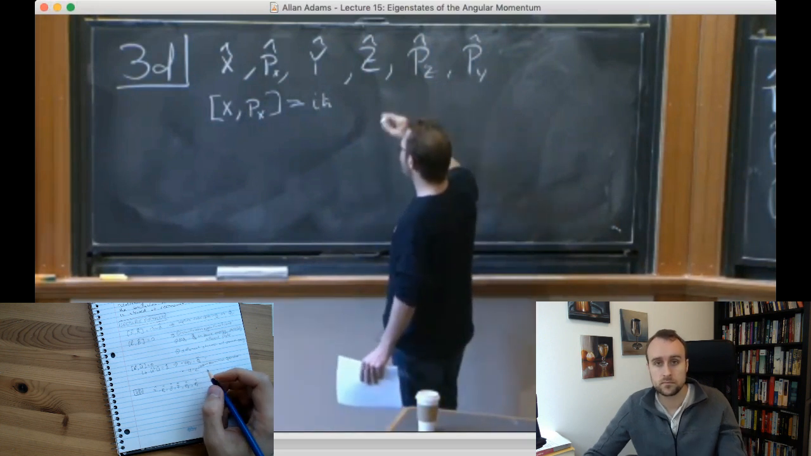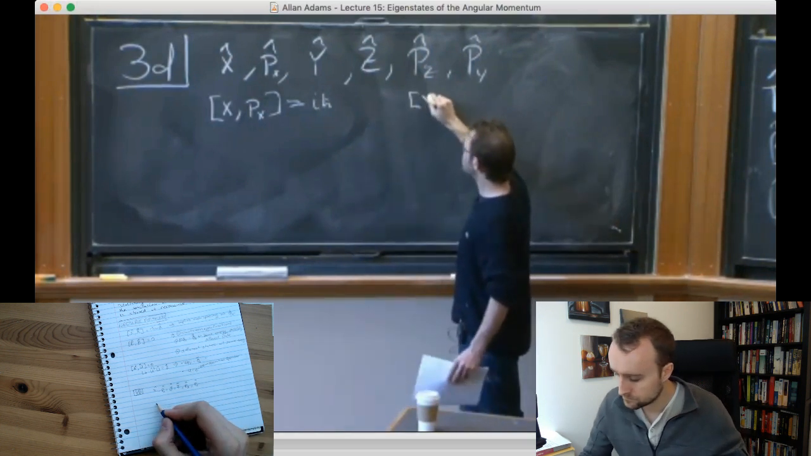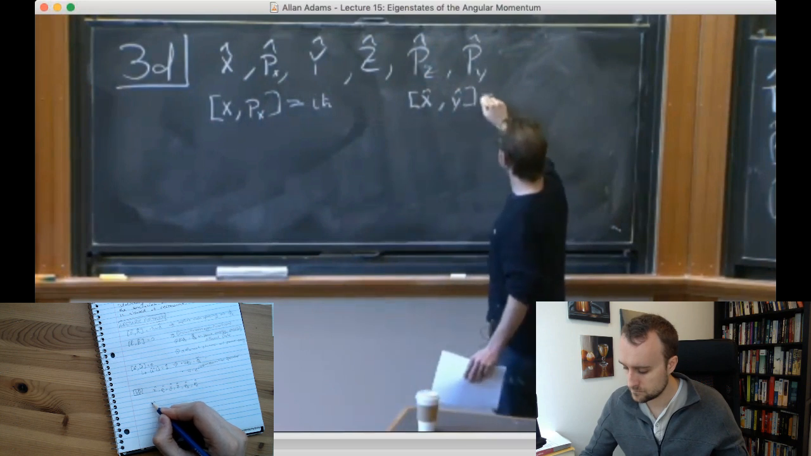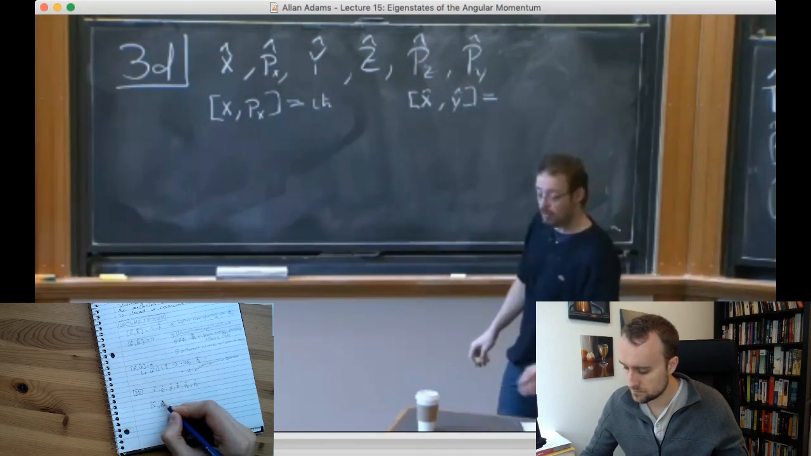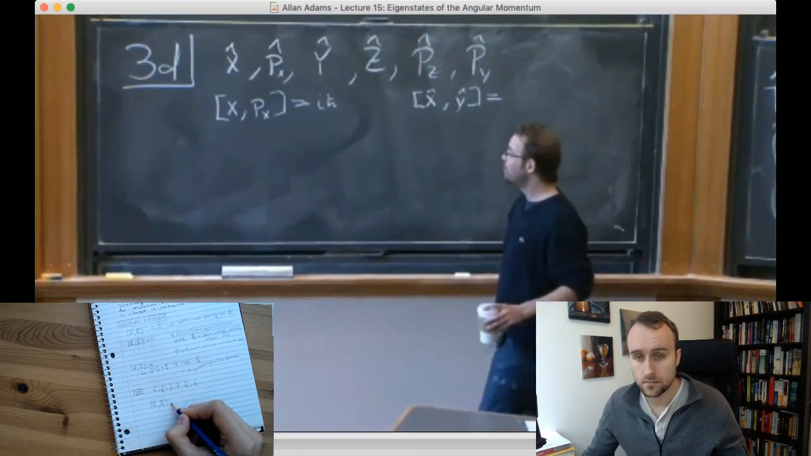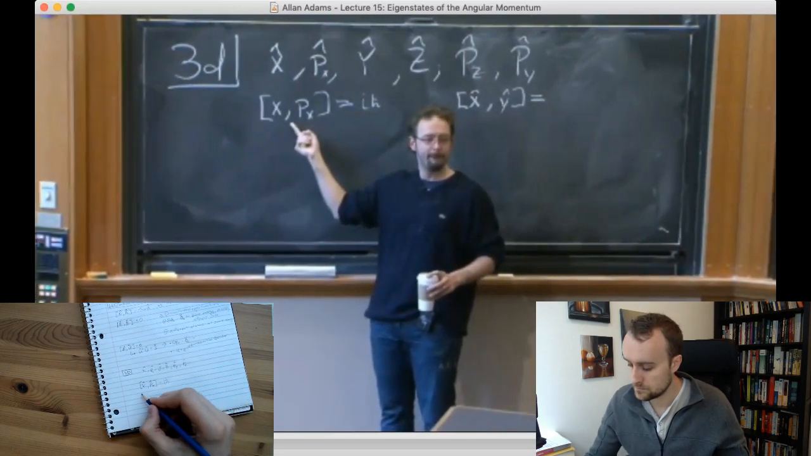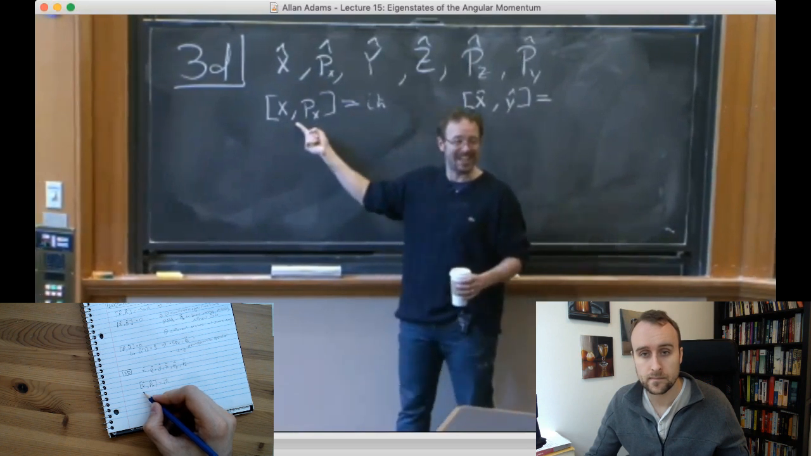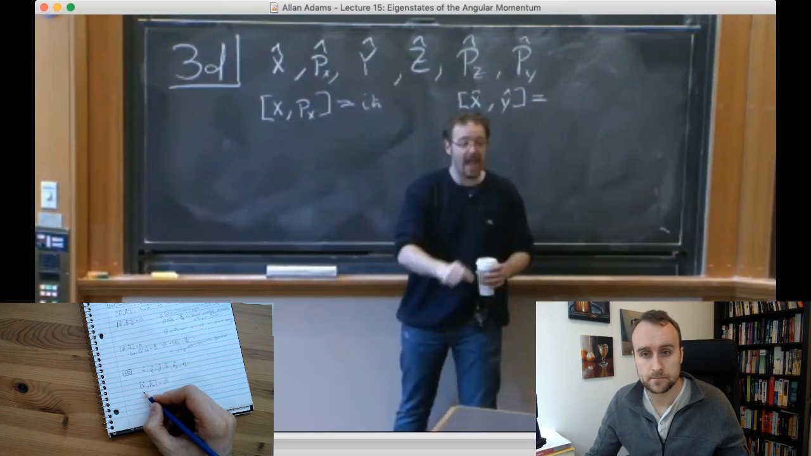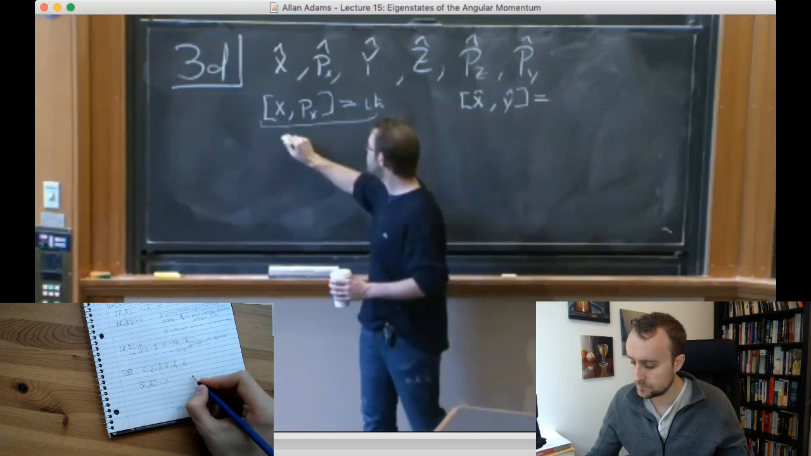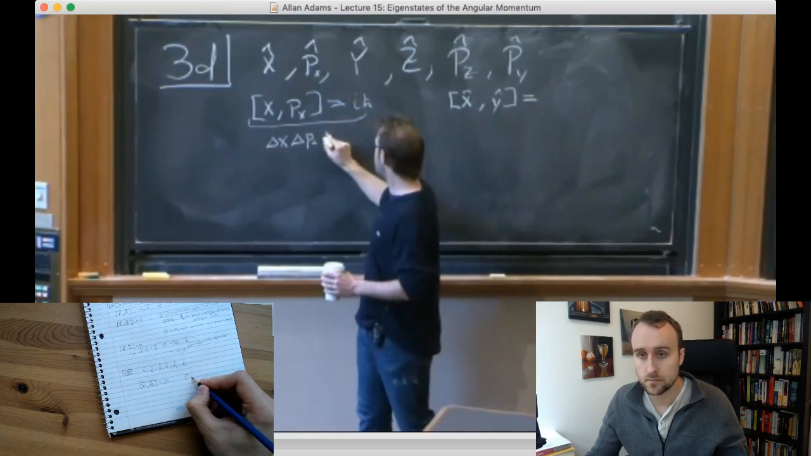So what do you expect to be true of [x, y]? What does this equation tell you? What is its physical content? Well, that they don't commute. What does that tell you physically? Yes, that there's an uncertainty principle connecting the two. Excellent, so that's one statement. The consequence is that there's an uncertainty principle: Δx Δp_x must be greater than or equal to ħ/2.